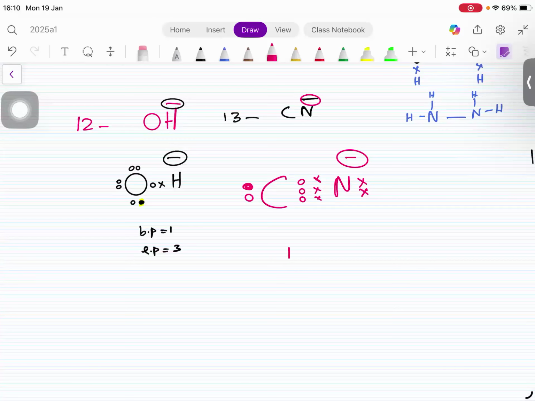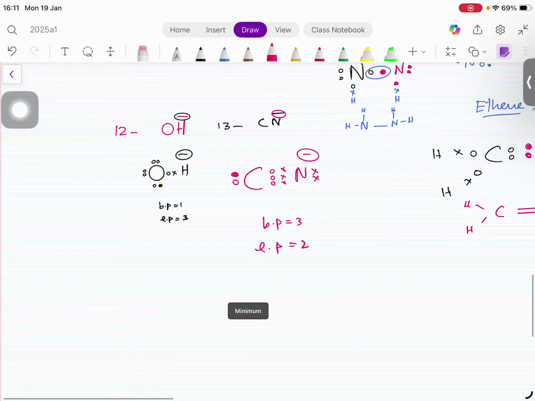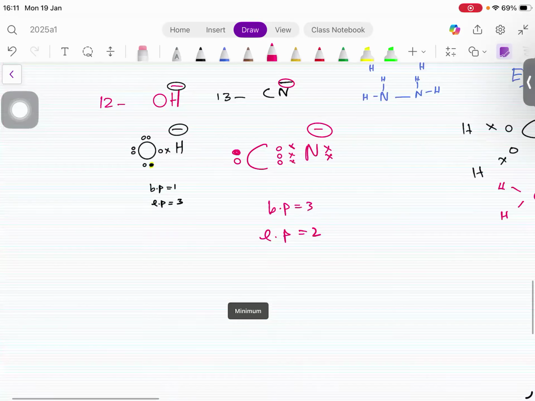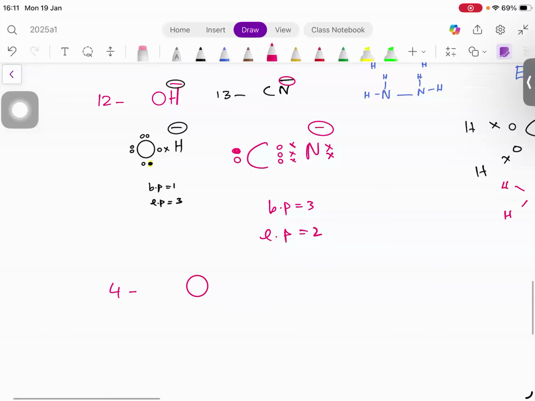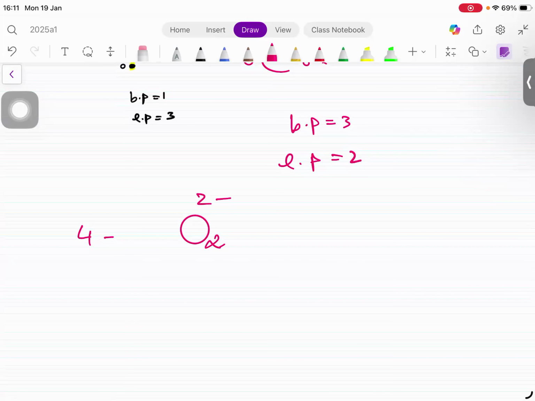So how many bond pairs? And how many lone pairs? Okay. So this is how you write CN negative, the dot and cross diagram to show the bonding in CN negative. Now I'm giving you another, that is O2 2 negative. Please give it a shot. Show the bonding in O2 2 negative.